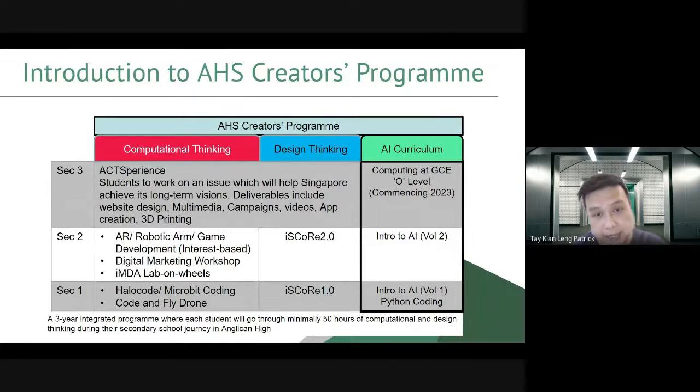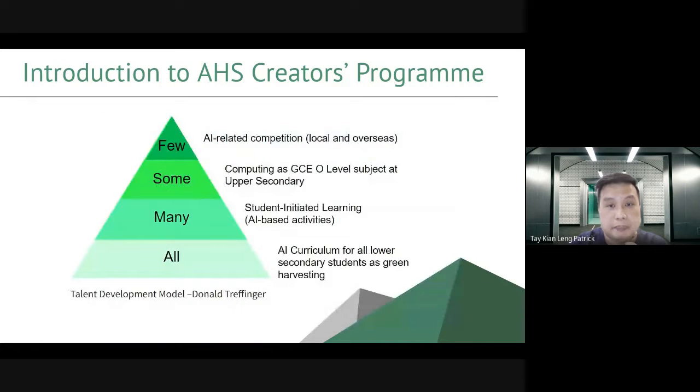All right, so hoping that with this as a foundation in their lower secondary, some of the Sec 2 students will feel encouraged and confident enough to undertake computing at O level, which we intend to start in 2023. So that's the pathway model. Basically, the AI curriculum is meant for all lower secondary school students as a form of green harvesting.